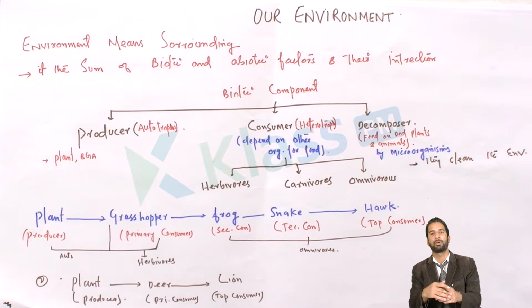An example is blue-green algae, which is also called cyanobacteria. There are some unicellular eukaryotes as well, which act as producers, such as diatoms, dinoflagellates, and euglenoids, which can manufacture their own food with the help of photosynthesis.